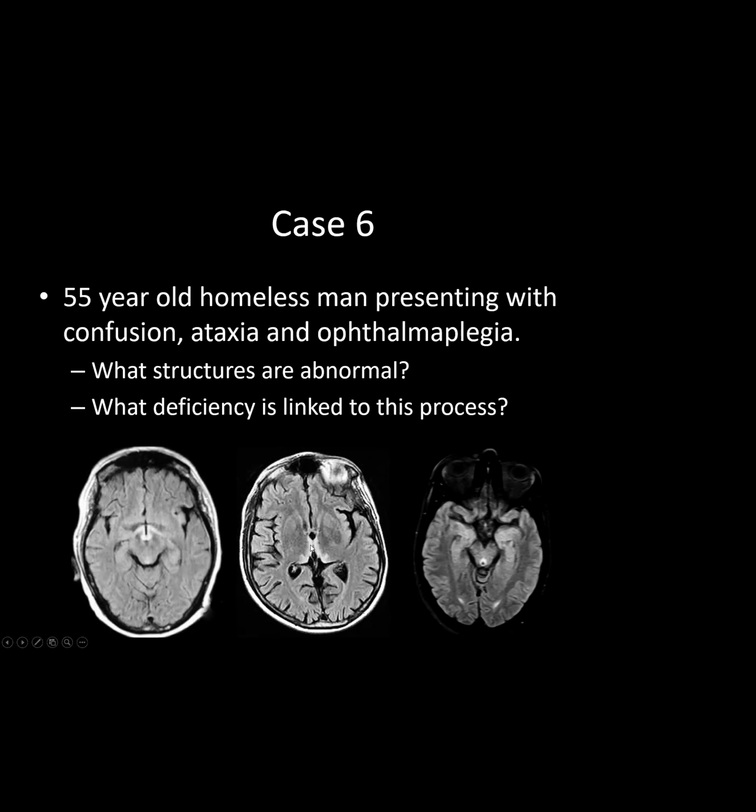What gray matter structures are on each side of the third ventricle in this image? That's the thalamus. Yeah, exactly. So mammillary bodies, thalami, and this is your midbrain. The aqueduct is here, and there's periaqueductal gray matter involvement too. So given this history of a guy that's malnourished, with confusion, ataxia, and ophthalmoplegia, what do you think this is and what deficiency is linked to this?